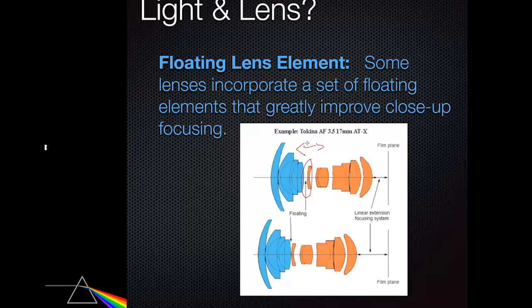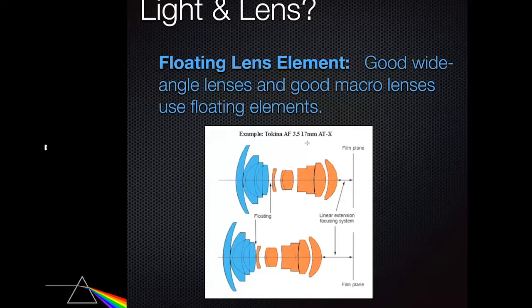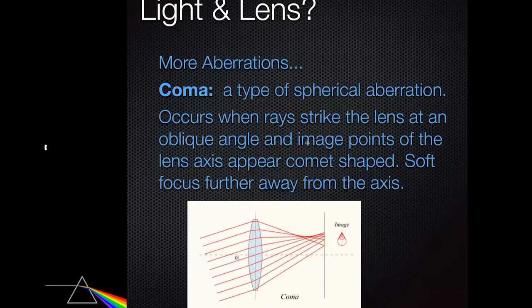There's a piece that's actually moving within the lens. So not only are you focusing the lens, moving it further and closer from the sensor, but within your lens housing, there's an actual lens element that's moving back and forth as well. So it improves the focusing of these lenses. So good wide angle lenses and good macro lenses tend to have floating lens elements. And that's another thing that you'll see advertised in the brochure of a lens.